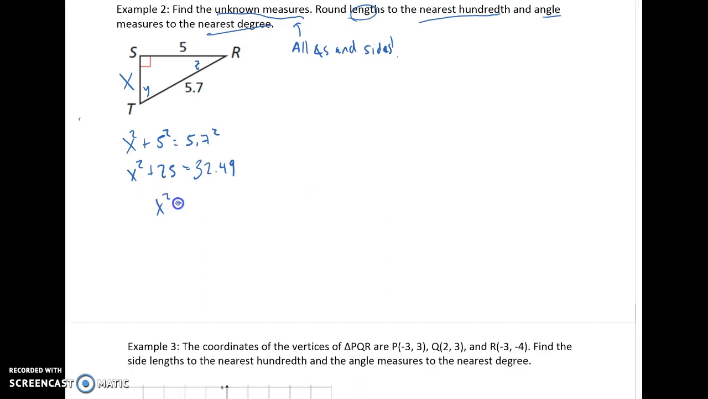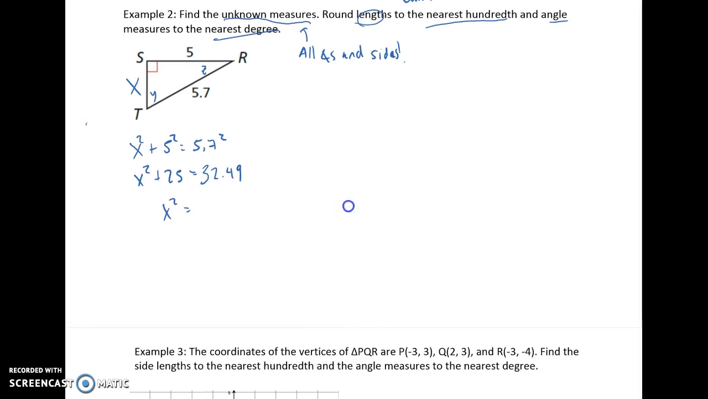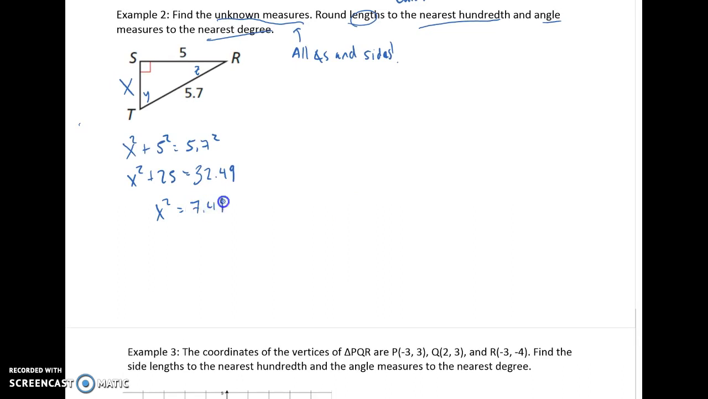So x squared is equal to 7.49. Square rooting both sides. Remember, it's a length here, so I only want the positive answer. And I want to round that to the nearest hundredth. So I'm going to get 2.74 as my missing length. So this is ST. Okay.